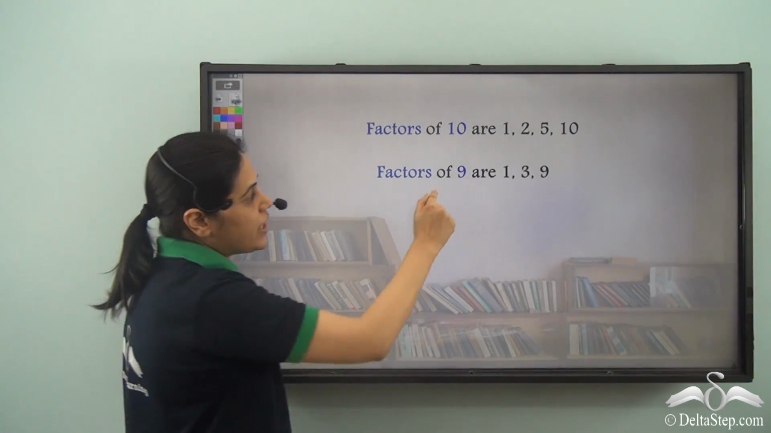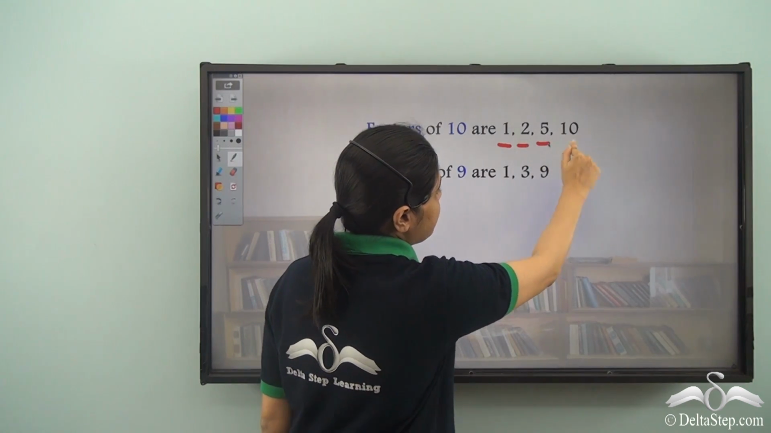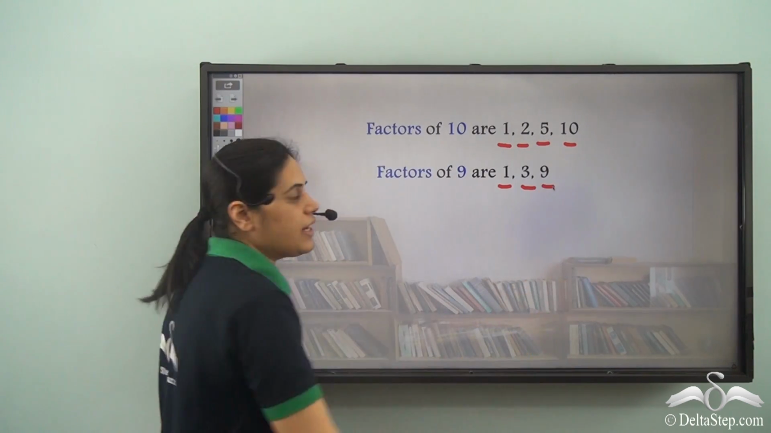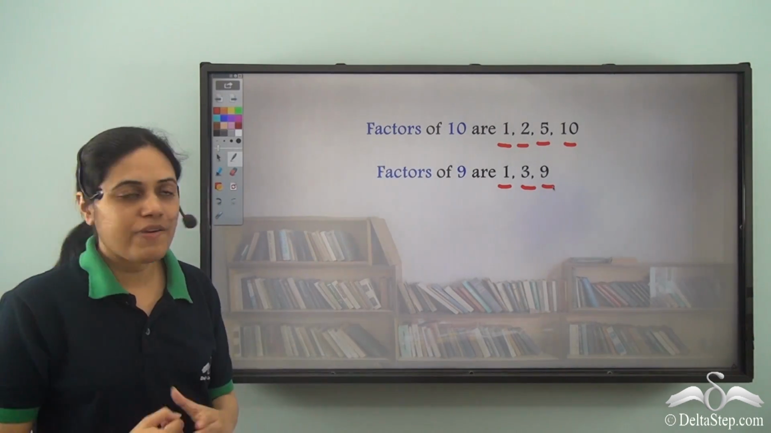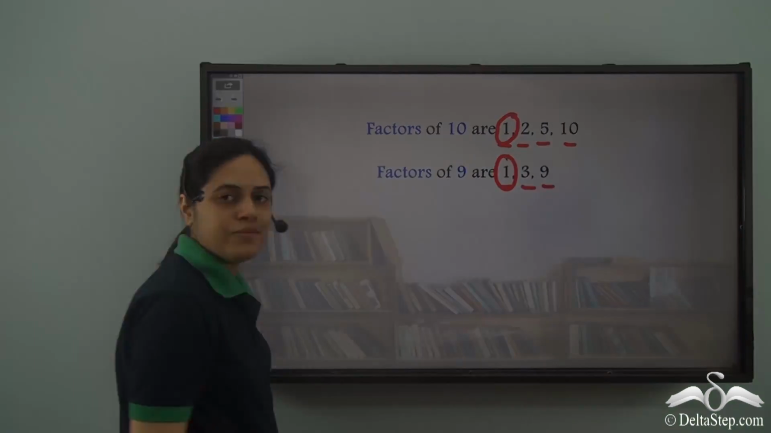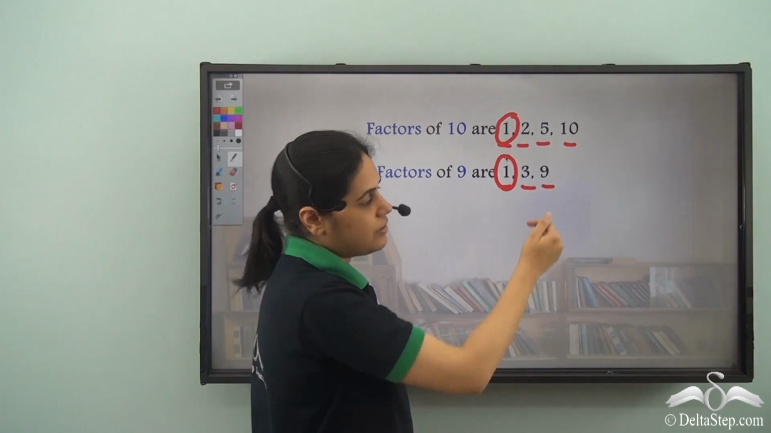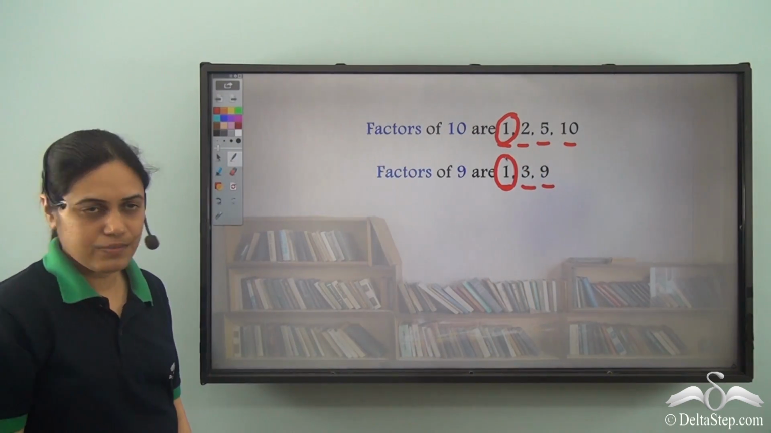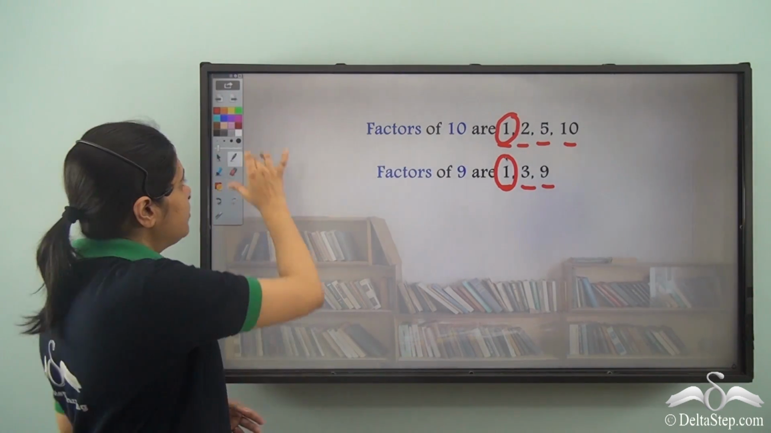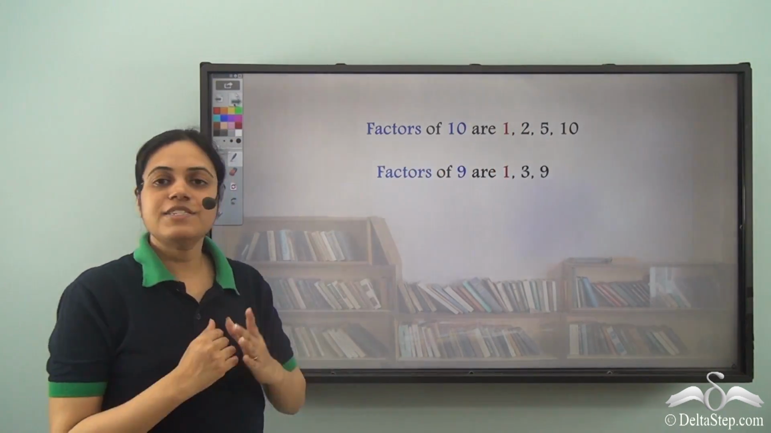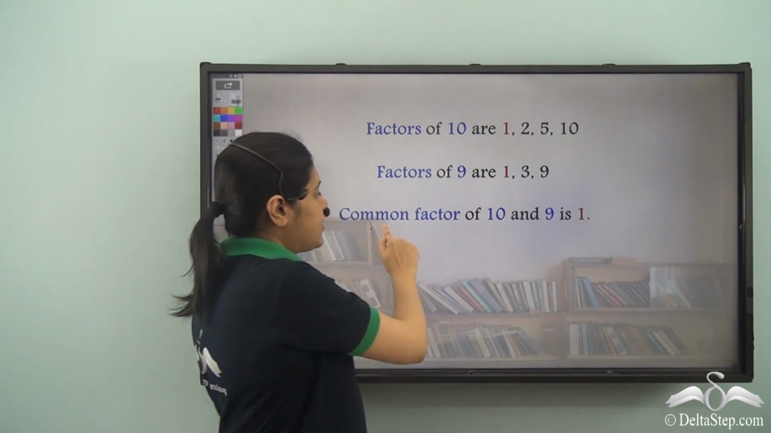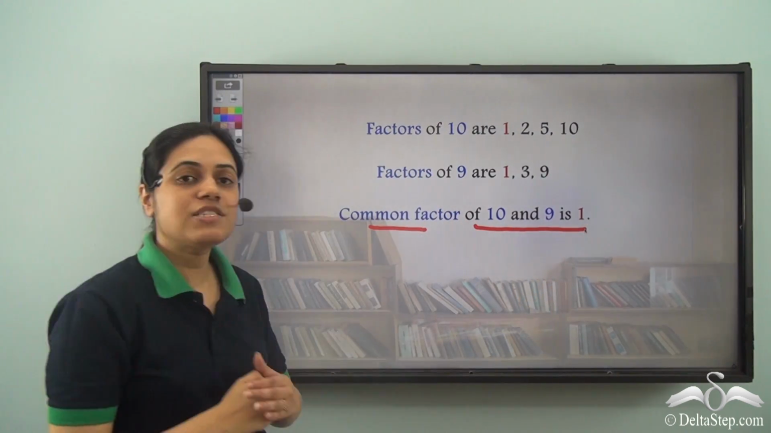So the factors of 10 are 1, 2, 5 and 10. And the factors of 9 are 1, 3 and 9. Now what are the common factors? So 10 has 1, 9 has 1. Now 9 has 3 as a factor, but 10 does not have 3 as a factor. 9 has 9 as a factor, but 10 does not have 9 as a factor. So 1 is a common factor to both 10 and 9. So the common factor of 10 and 9 is 1.